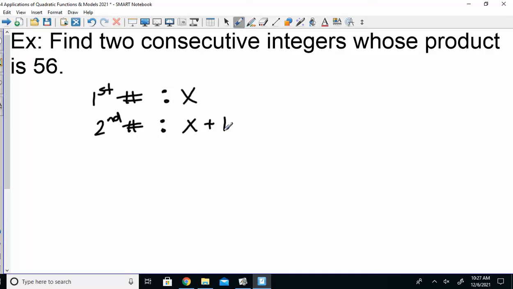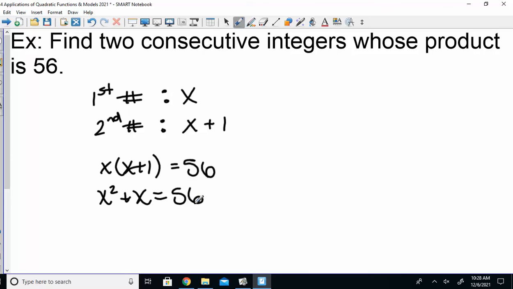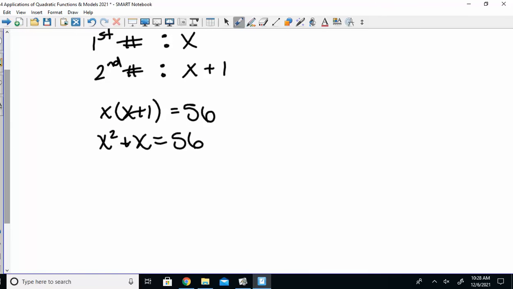Now what am I asking you to do with those things? Multiply. So x times x plus 1. And what's their product equal? 56. So you get x squared plus x. Now this is solving a quadratic. If you want to solve a quadratic, what do you have to set it equal to? 0.